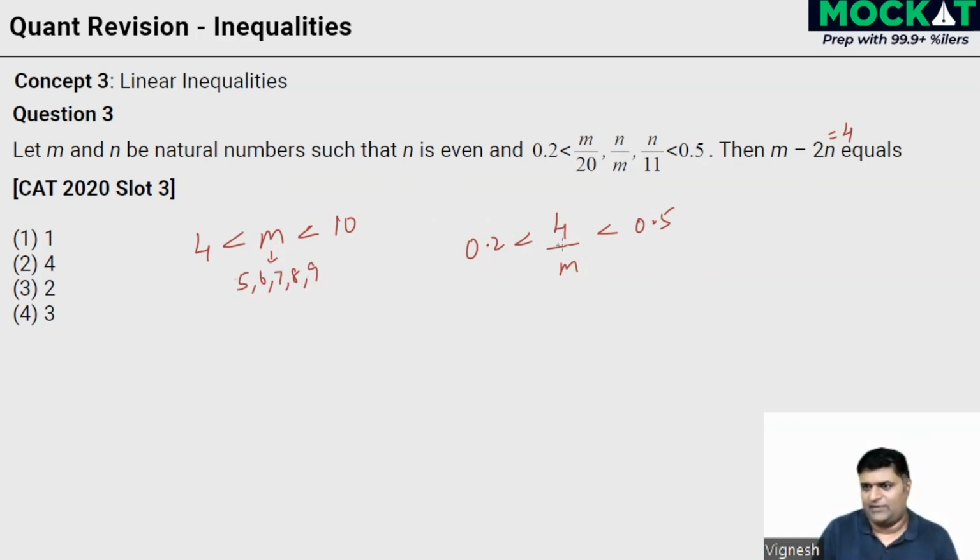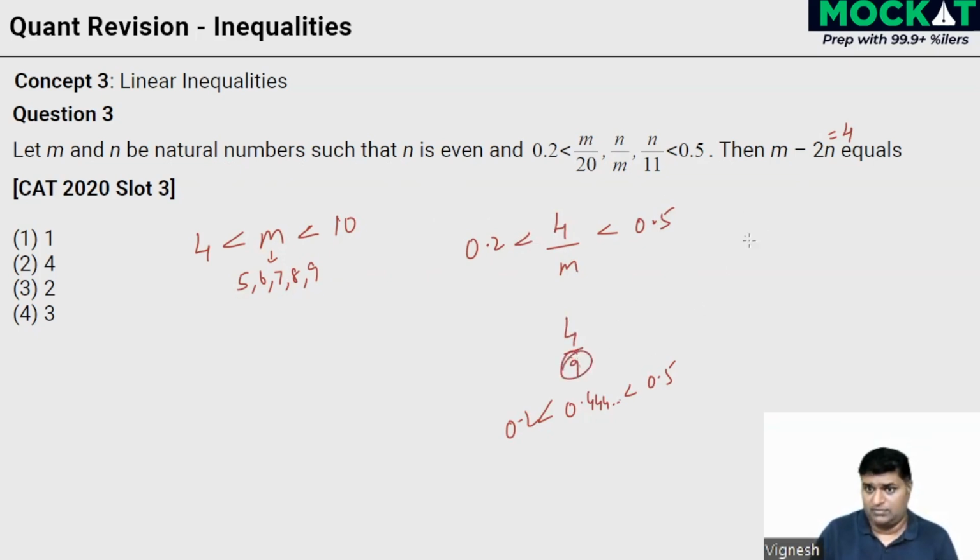Take 4 by 5. 4 by 5 is 0.8. Definitely no. What about 4 by 9 over here, right? 4 by 9 is nothing but 0.444. And that's definitely between 0.2 and 0.5. If you take 4 by 8, it's going to be 0.5. It's equal to this. That's not allowed, right? So 4 by 9 is the only thing which satisfies over here.